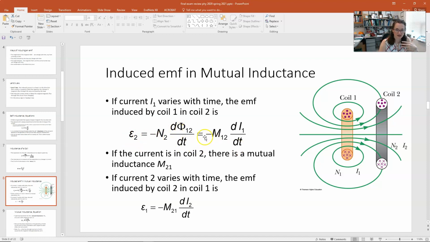Now, that is the same as saying that there's a mutual inductance between the two, which we symbolize with big M, and that back EMF is proportional to the mutual inductance and the time rate of change in the current. So mathematically, that's minus M12 di1 dt. So if there's a current in coil 2, then there's a mutual inductance M21. It goes both ways. And remember that the mutual inductance M12 is going to equal M21. So you figure out whichever one is easier, right? And that's the one that you're going to do.